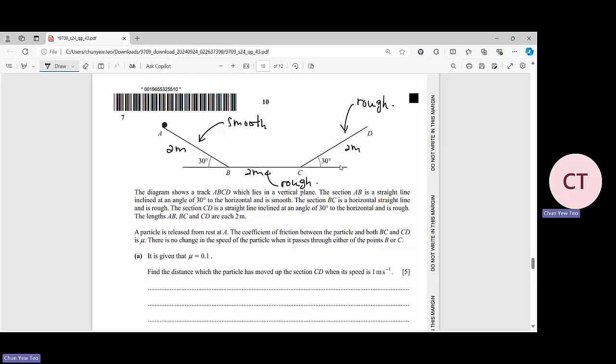The particle is released from A at rest. The coefficient of friction between the particle and both BC and CD is mu. There is no change in the speed of the particle when it passes through either the point B or C. That means the speed over here and the speed over here, no change in the speed. And given that, you find the distance up the slope.